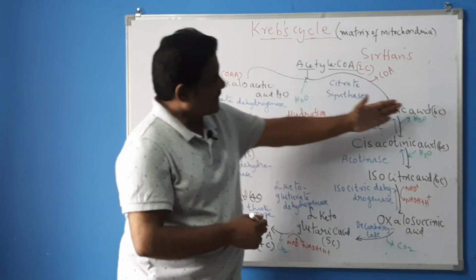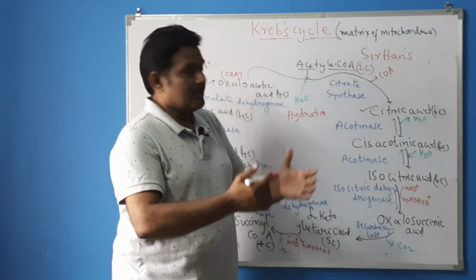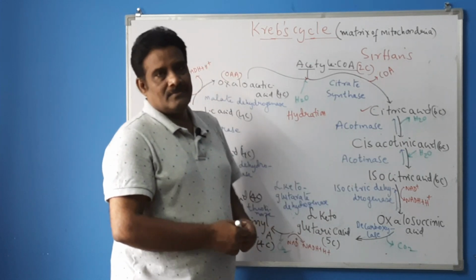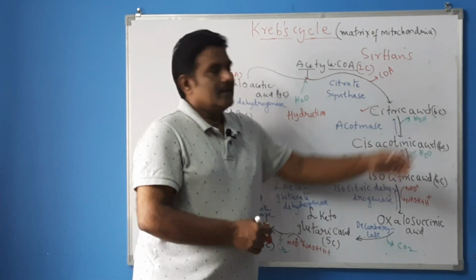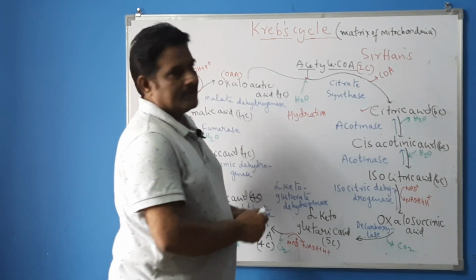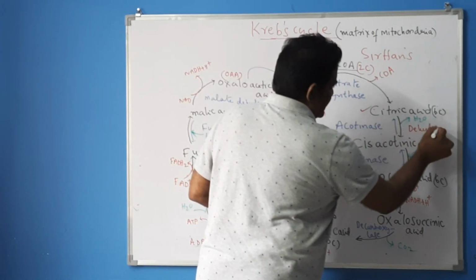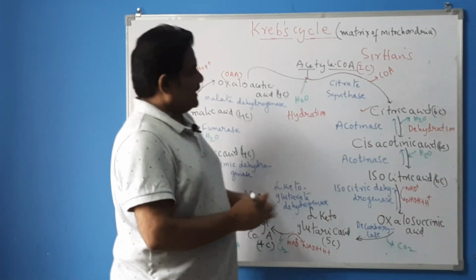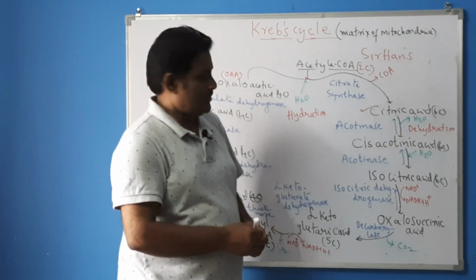But here, a 6-carbon compound. Again, this citric acid undergoes a particular kind of reaction catalyzed by the aconitase enzyme. Aconitase enzyme here is catalyzing this reaction. Here a water molecule is released. So this is a dehydration process. Dehydration happened here. So the resultant intermediate substance here is cis-aconitic acid, which is a 6-carbon compound.